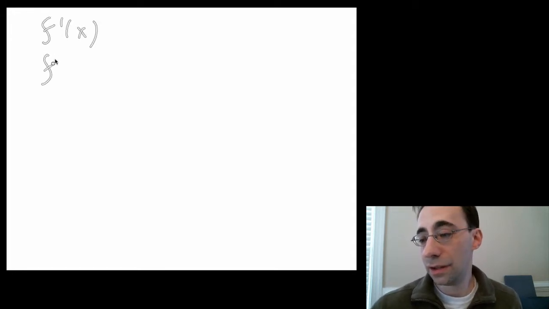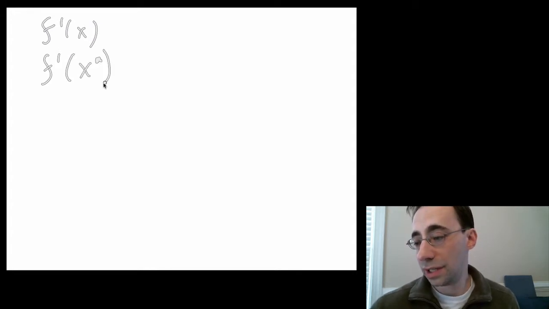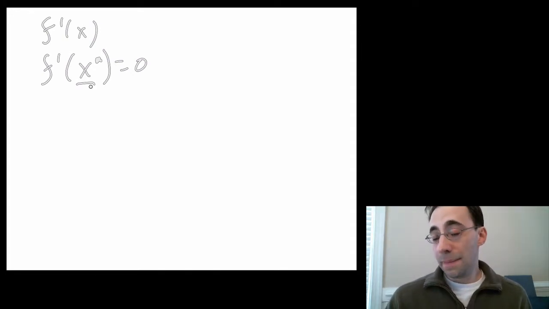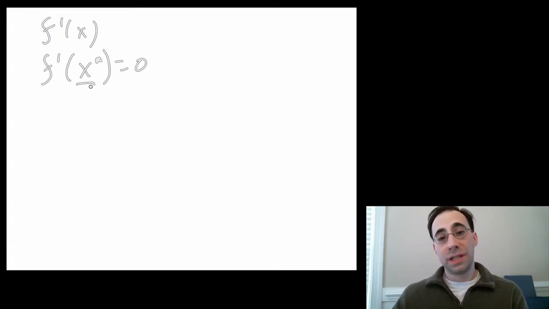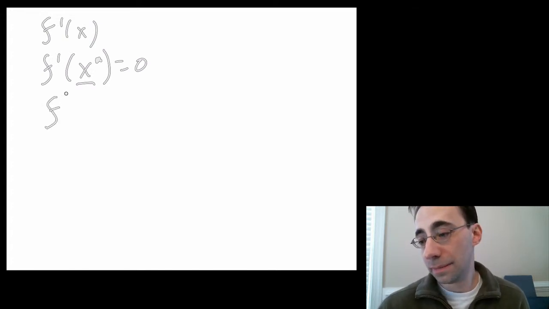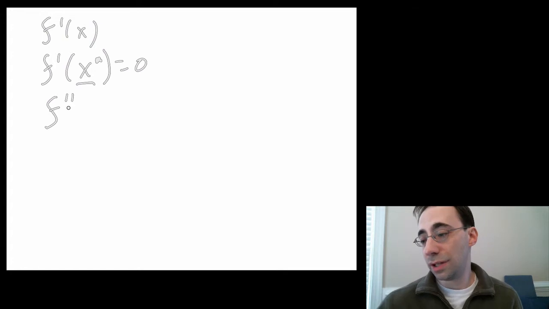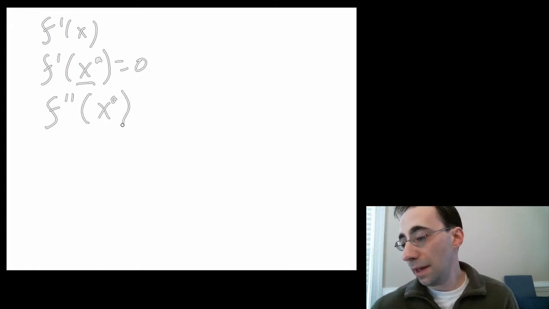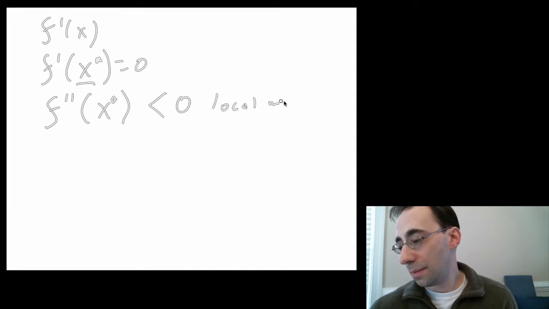Then you solve the first order condition, which gives you the set of all stationary points of the function. There might be one or more x star there, depending on the powers of the derivative. Once you do that, you compute the second order condition at each of these points. If it's negative, you have a local minimum.